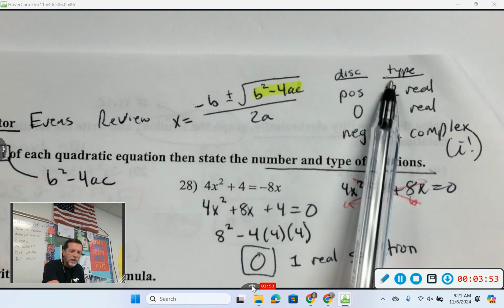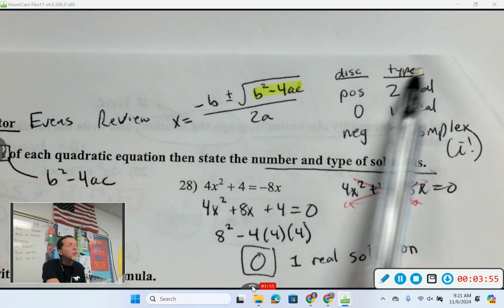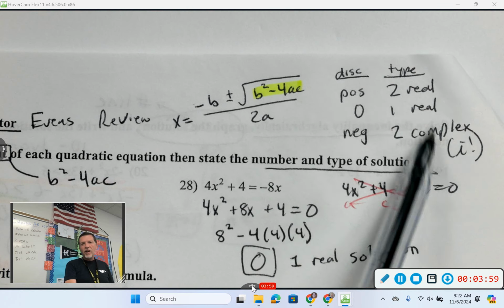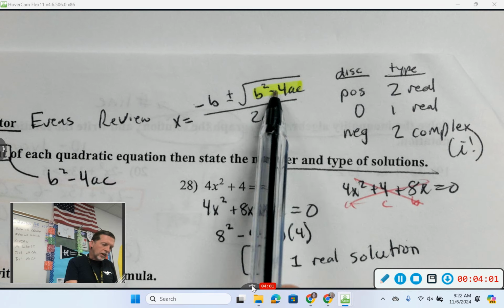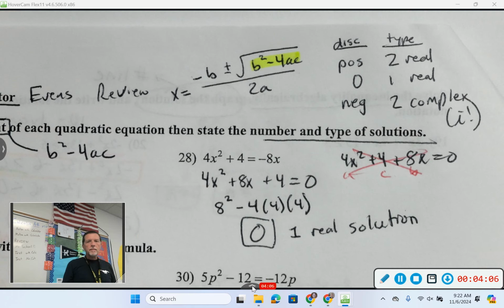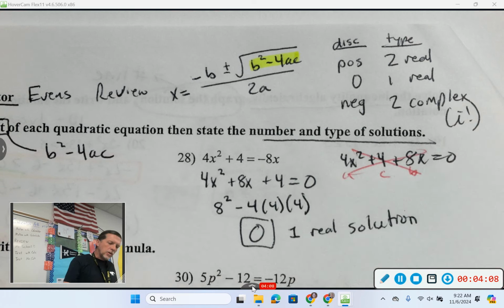The hope is you don't have to memorize this table. The hope is you understand what's going on. You know what the discriminant is, and that way you can figure out what it means when you figure out what the discriminant is. Is that 2 imaginary, 2 complex? I would accept either one.